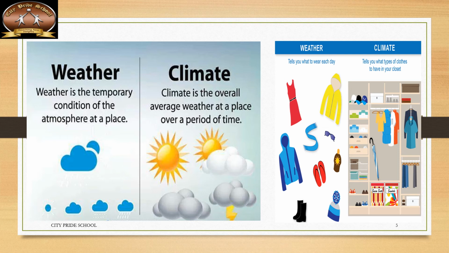And the easier way to learn weather and climate is: weather tells you what to wear. In the morning you feel cold when you're coming to school. Oh, it's so cold, so you carry a sweatshirt and come to school, right? But by afternoon you start feeling hot and you take it off. But climate will tell you what types of clothes you should have, woolen clothes or cotton clothes, what types of clothes should be in your closet. That's what climate will tell you.